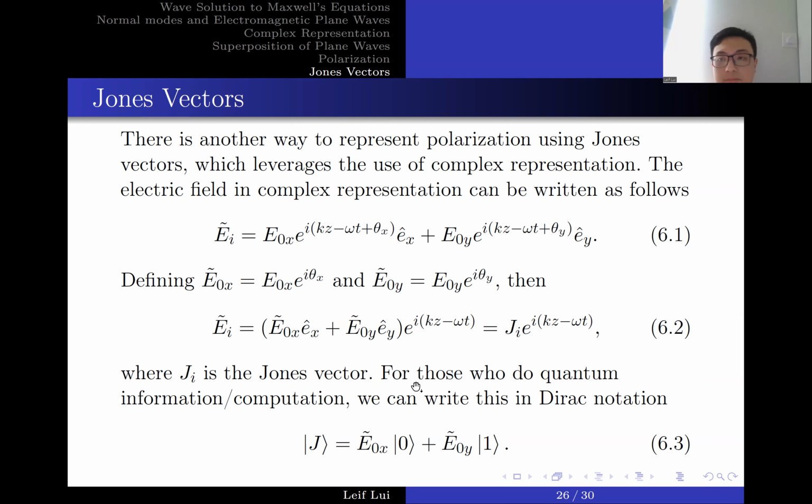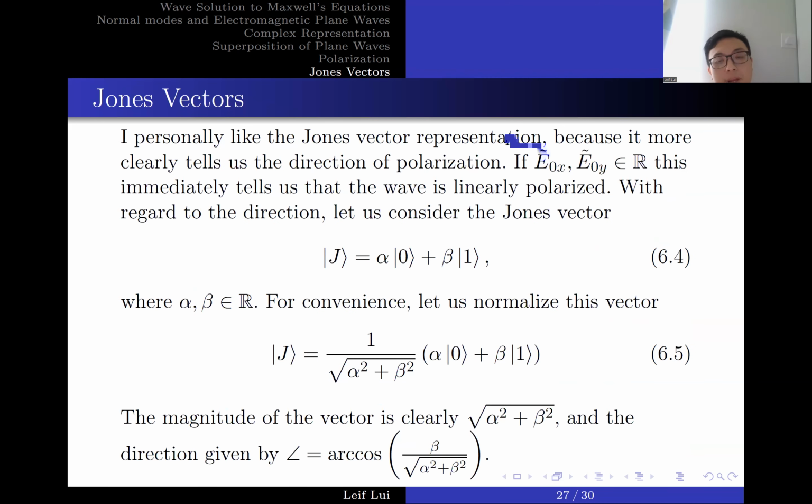So this can be written in Dirac notation quite nicely. So the Jones vector can be written like this. There are many reasons why I personally like the Jones vector, because it more clearly tells us the direction of polarization. So let E naught x and E naught y be real in this case, right?